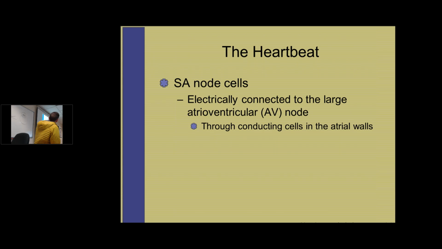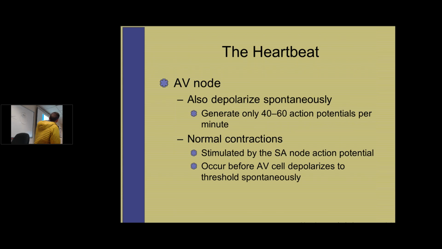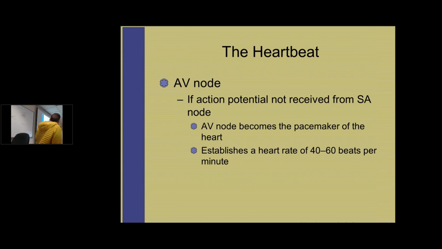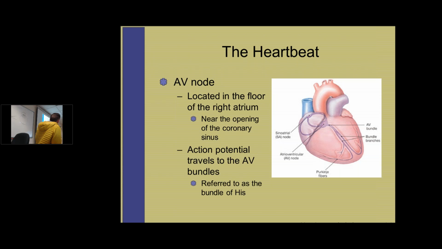So we know SA node is connected to the AV node. AV node has its own action potential. It has a default setting if it's not stimulated by the SA node. So yeah, we talked about that before. If the SA node goes out, it kind of goes in order. If the SA node goes out, well, then the AV node is going to keep beating at its certain pacemaker. If the AV node goes out, then the Purkinje fibers are going to beat at their own.